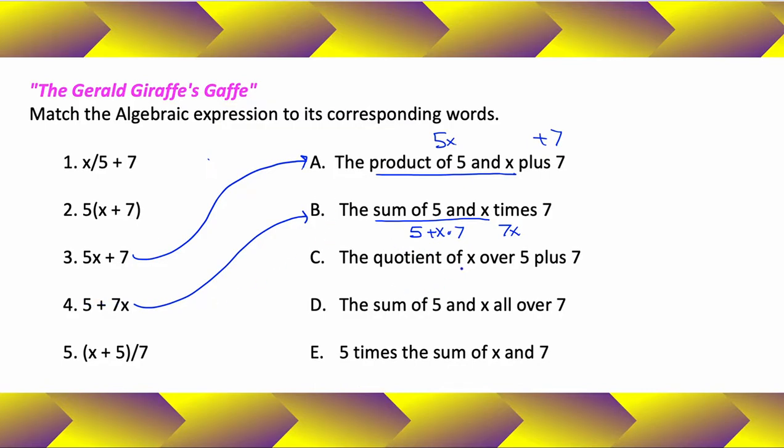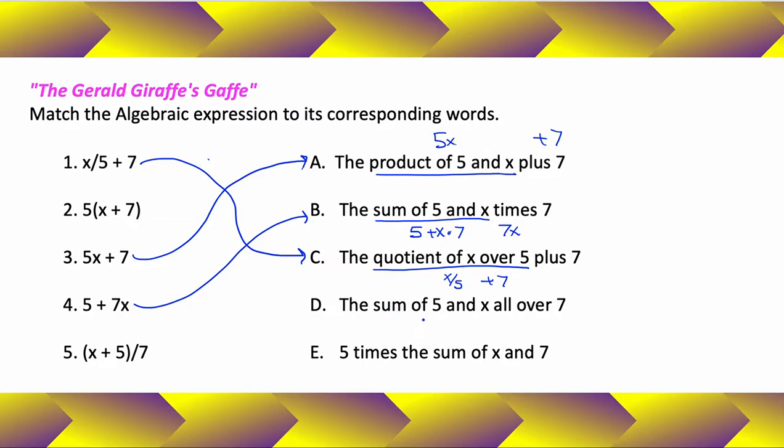All right, C, the quotient of x over 5 plus 7. The quotient of x over 5 plus 7. So I think the quotient of x over 5 is going to be x over 5, and then a plus 7 is going to be a plus 7. So let's see here. We have x over 5 plus 7. There it is, number 1. All right. So yeah, these words can get kind of confusing. You really need to break it down into its pieces.